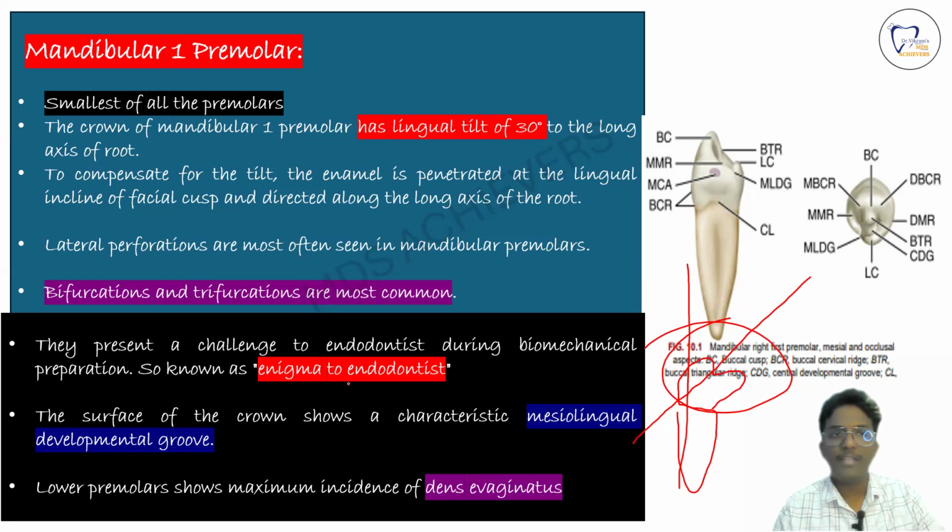Mandibular first premolar is the smallest of all the premolars. The crown of the mandibular first premolar has a lingual tilt of about 30 degrees, as we have discussed, and that is to compensate for the tooth's tilt. The enamel is penetrated at the lingual incline of the facial cusp and dilated along the long axis of the root. Lateral perforations are much more commonly seen in the mandibular premolars.